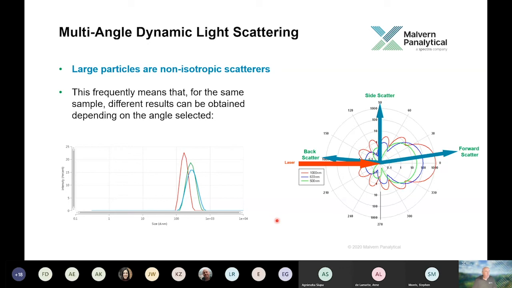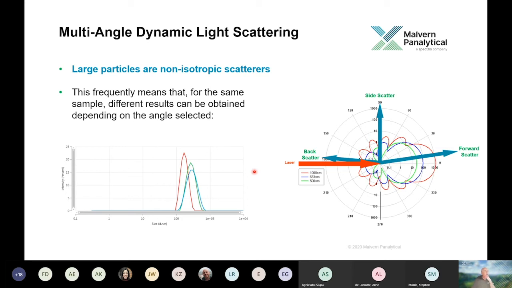It's always important that whenever you report sizes obtained by DLS, you note what detection angle was used for the measurement, because if somebody goes to repeat the measurement and is using a different angle, then potentially you get a different result. In general, the more forward the angle becomes, the bigger the size you get.